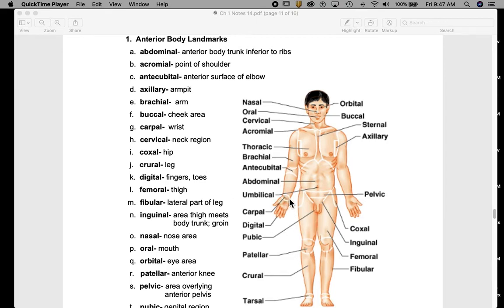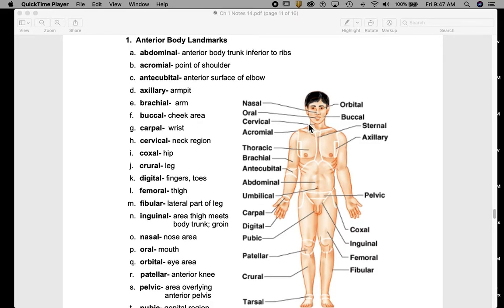Carpal are the wrists. The bones of the wrists are called the carpal bones. Carpal, right here, the wrist. Cervical is the neck. We have 7 cervical vertebrae. If you are in a car accident and have whiplash and you want to isolate your neck, you'll wear a cervical collar. So the neck region is called cervical.